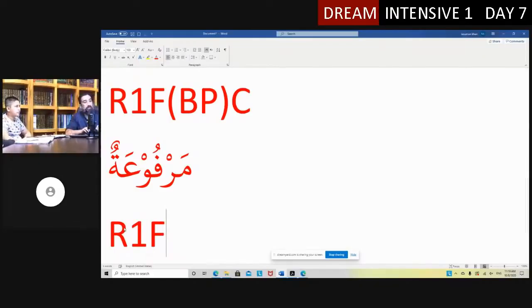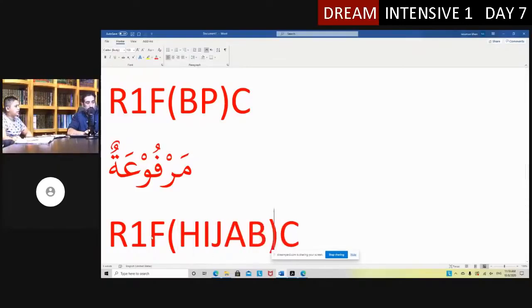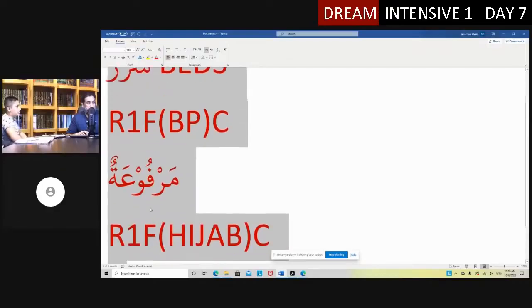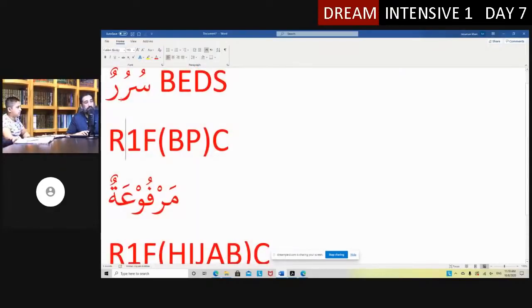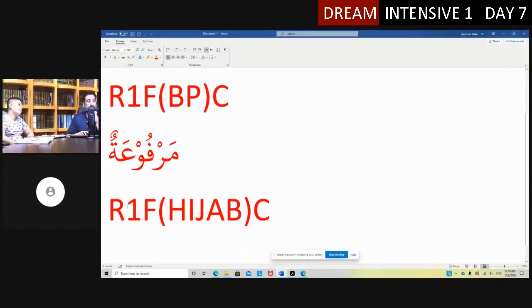And is it common or proper? This is common. But it's feminine because of the hijab, the round ta. So let's go back. You said sururun is one rafa, one feminine, common. You said marfu'atun is rafa, one feminine, common. The properties match.